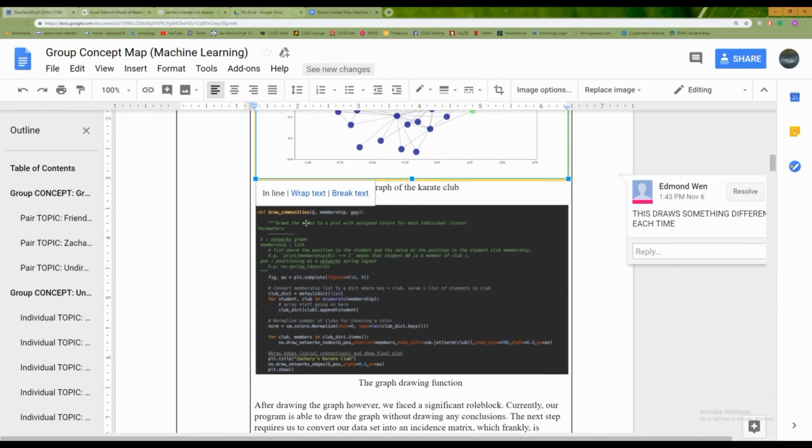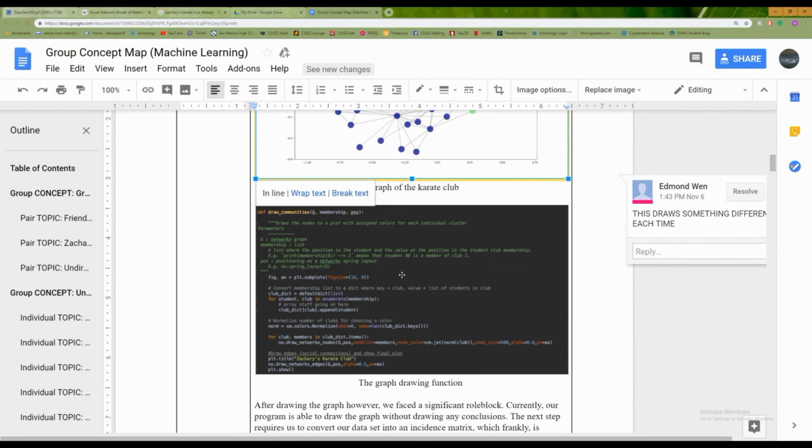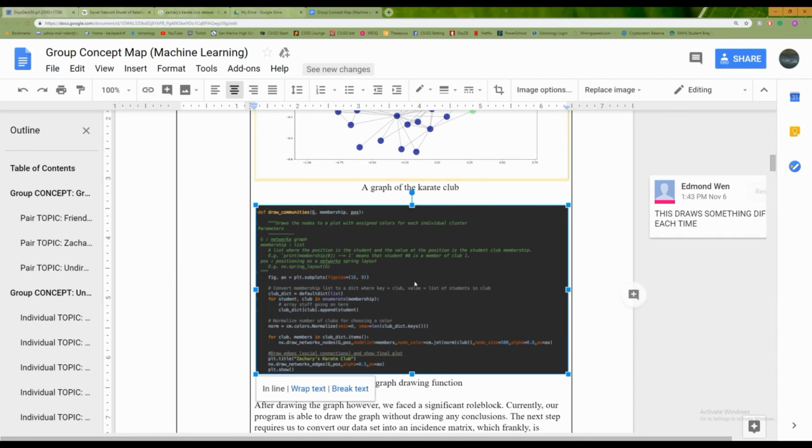And here's one of the main components of our code. It's the draw communities code. It's what actually draws the communities of these things. And I do not necessarily understand every single part of what exactly is going on here, but I generally know that we're loading all the students into a plot, and then for the students in the club, we're going to run a learning algorithm to figure out whether or not they're in one of the clubs, based on their relationships.